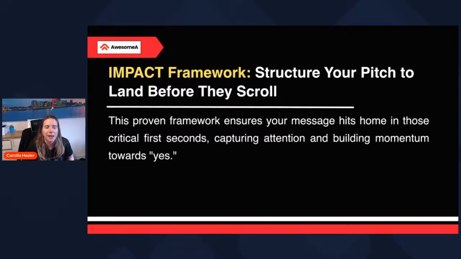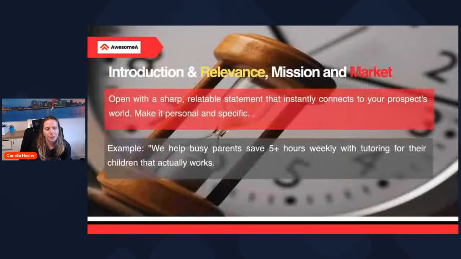Now, this is my IMPACT framework. If you're thinking, okay, I get what I need to do in theory, but I want to restructure my pitch and I want it to land, I want it to have more impact, then this is my framework, which I've taught to founders to win funding, to successfully help their message hit in a different way. So if you want to capture more attention and you want more yeses, then you are going to need this. So let me give you a sense of the introduction and the relevance.